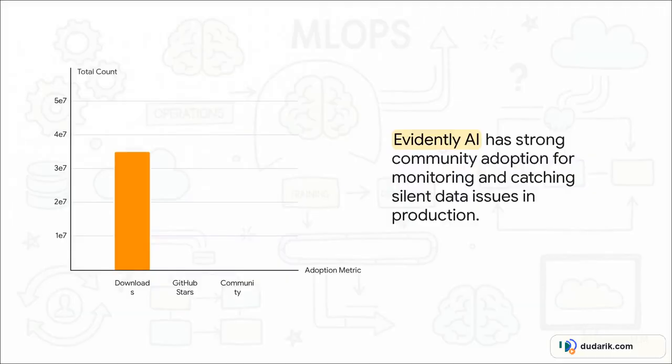And again, we look for that community signal. With over 35 million downloads and a strong community of thousands of users, Evidently has clearly proven itself. It's a trusted tool for monitoring your models and catching those silent data issues before they turn into real business problems.